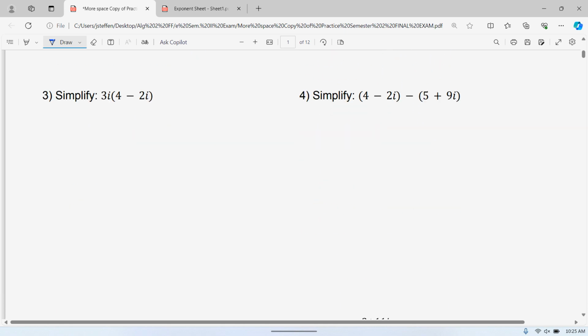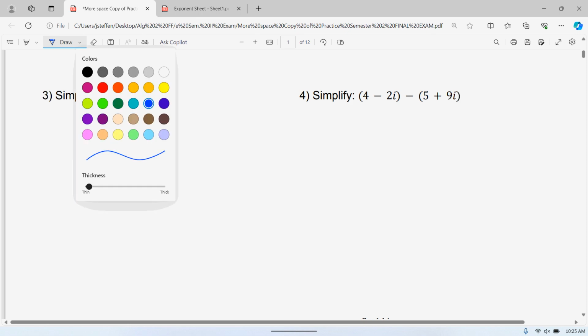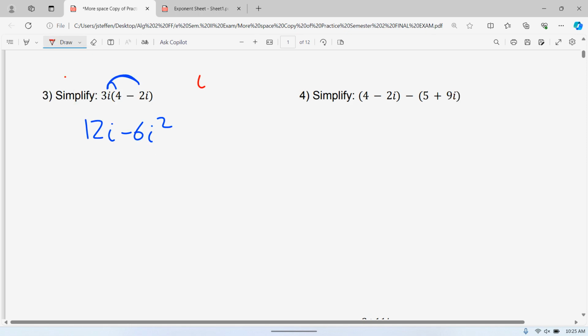Simplify. So this 3i, we're going to multiply. And this is where things get a little bit interesting because 3i times 4 is 12i. Times negative 2 is negative 6i squared. But remember, i squared is not like an x squared. If it's i squared, that's actually the same as negative 1. So this thing is 12i minus 6 times negative 1, which is 12i plus 6.